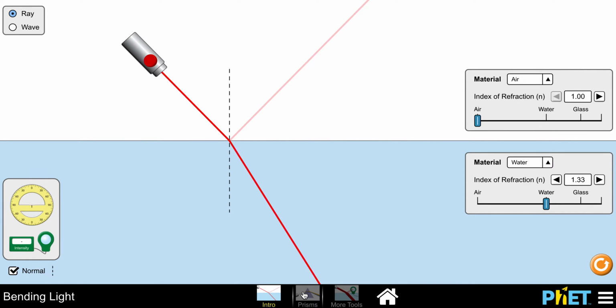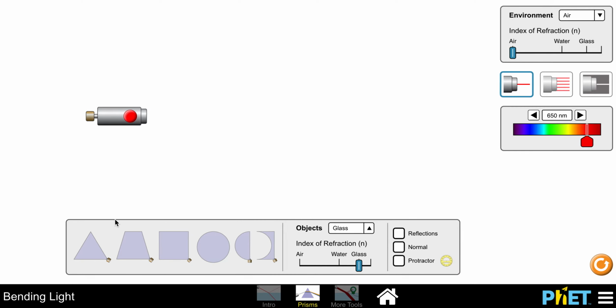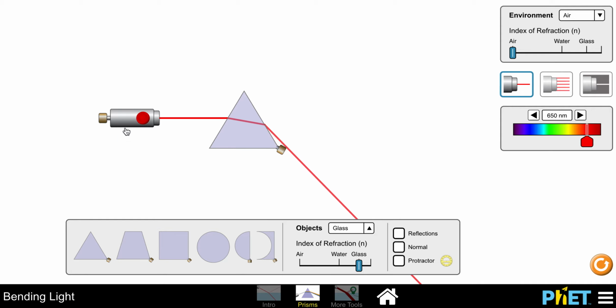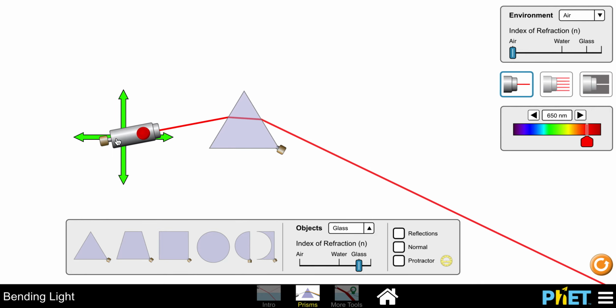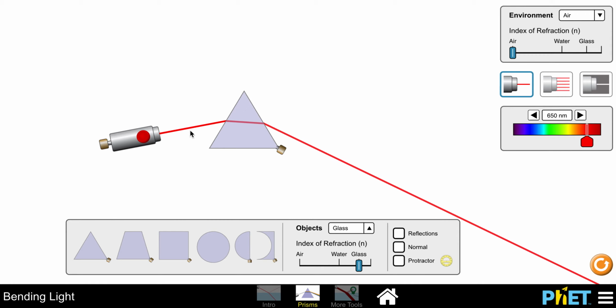If we go to the prisms tab, we can shine those same rays of light through a prism, and note something that we'll make use of here in a bit, that when I shine light through this prism, I'm going to twist it around here, it actually has two bending events. So here's the ray of light coming in. It gets bent once when it goes from the air and into the glass, and then bent again when it goes from glass and back out into air.